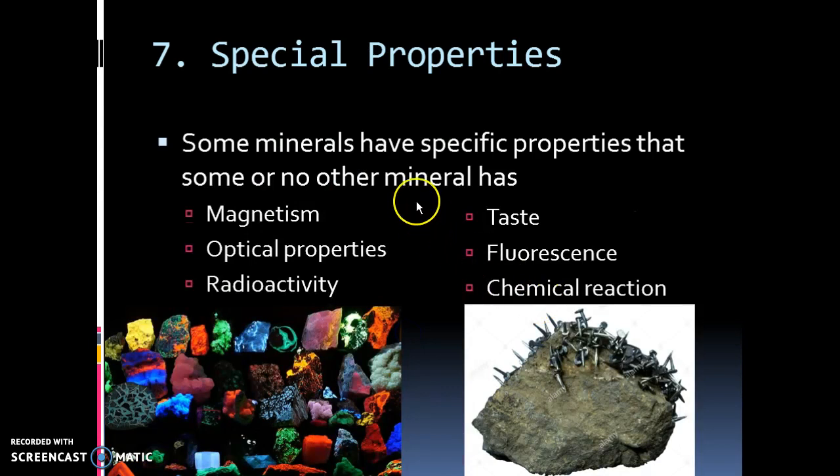And the last one, does it have any special properties? Is it magnetic? If it's magnetic, it has to be a mineral called magnetite. What kind of taste does it have? If it's salty, it might actually be salt. Salt itself is considered a mineral. If it's got radioactivity, if it's fluorescent like these ones down here, what color is it? So these special properties might help us identify some specific minerals. So I hope this was helpful in trying to review what is a mineral.